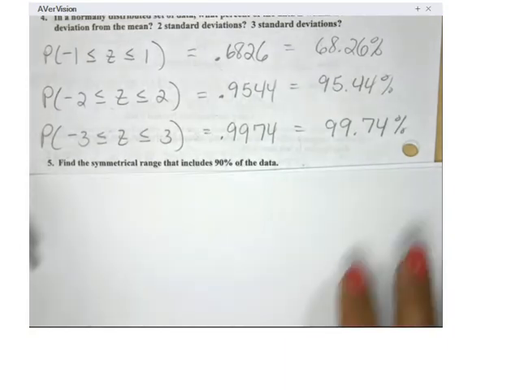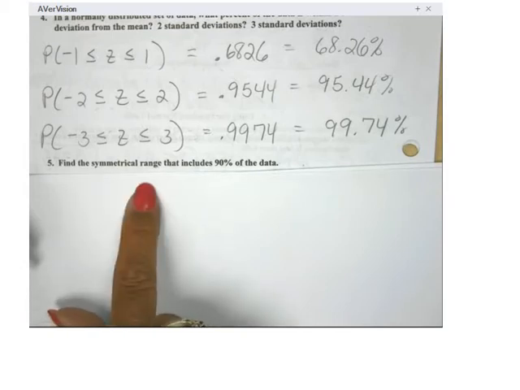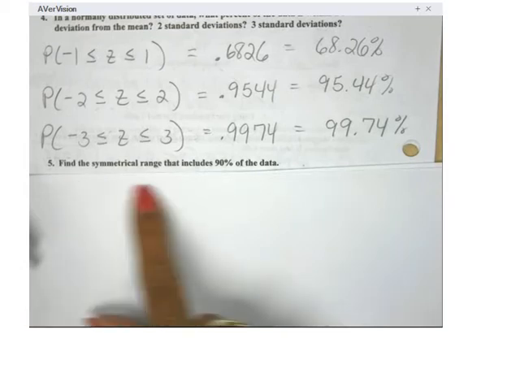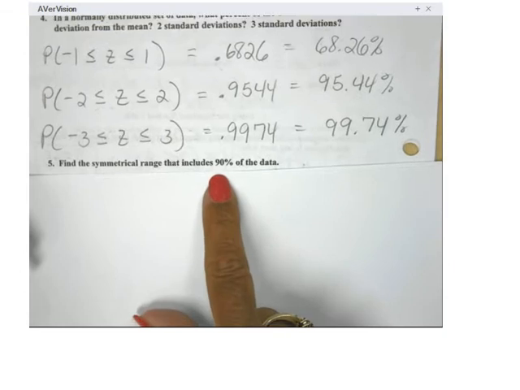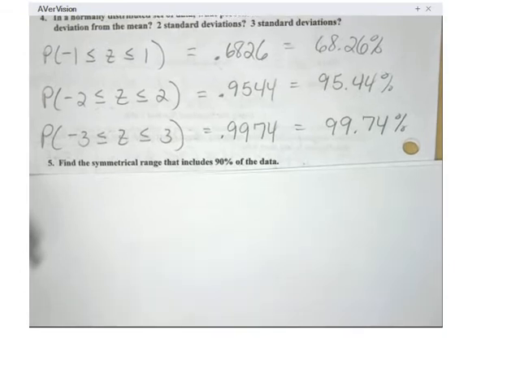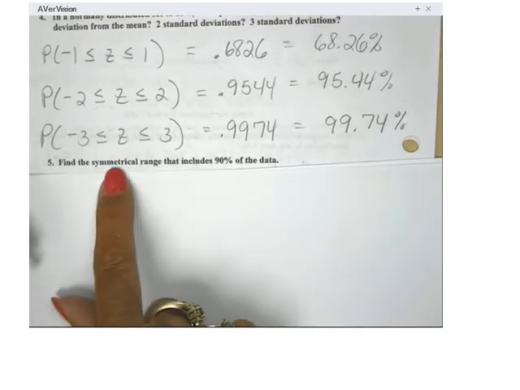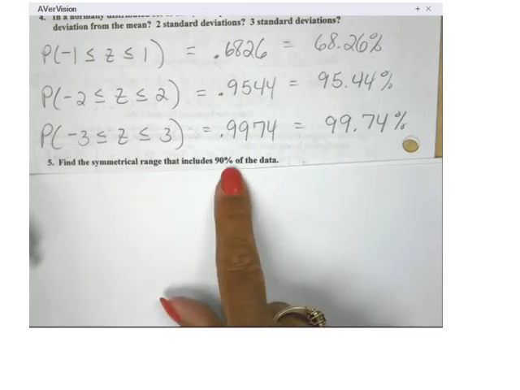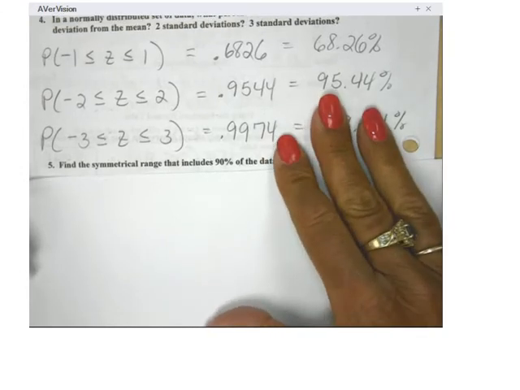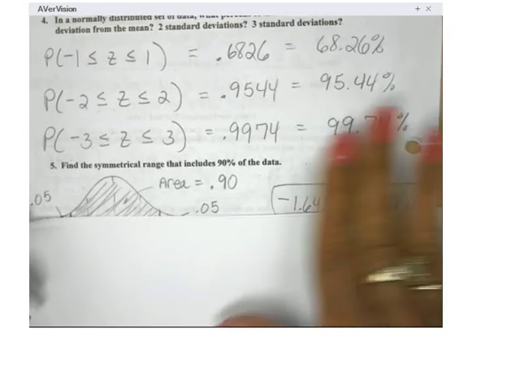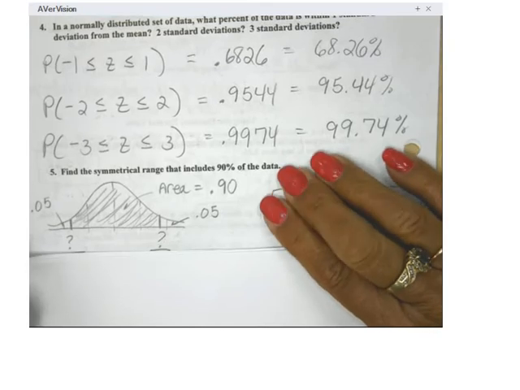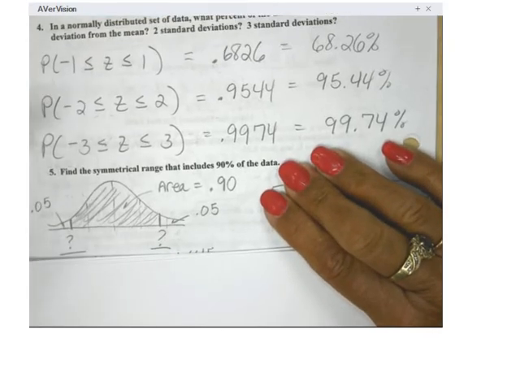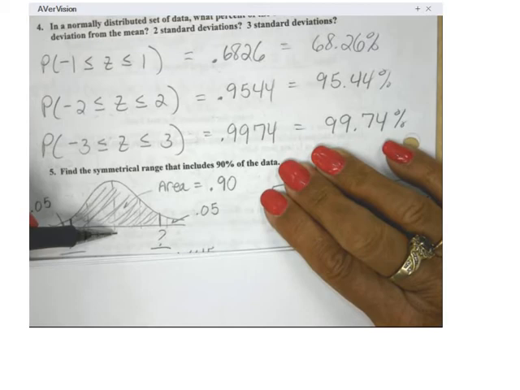Now, sometimes our questions go a little bit backwards. In this case, I told you how many standard deviations away you were, and I wanted to find the area between those numbers. Now we're switching gears. I now want to figure out, if I know the area between two numbers, what the numbers are. So we want to find the symmetrical range about the mean. So the mean will be in the center of it, which includes 90% of the data. So this is really what we are looking at.